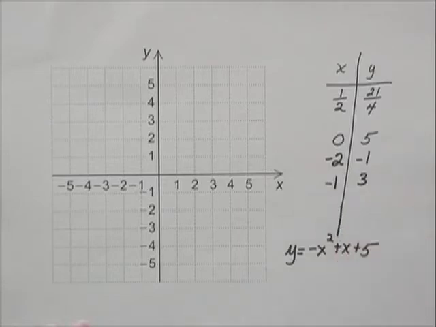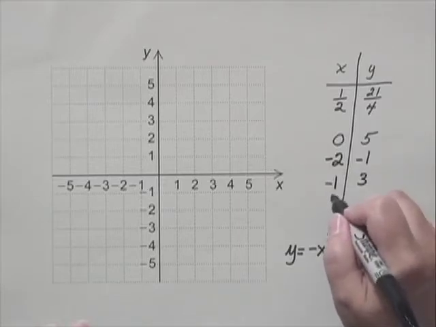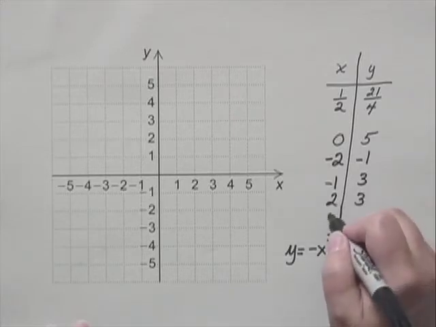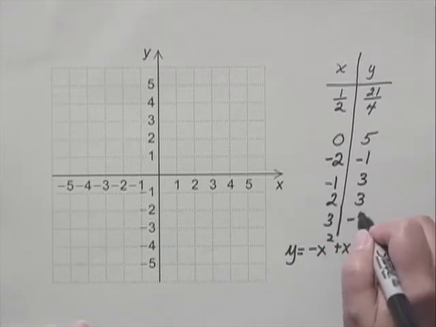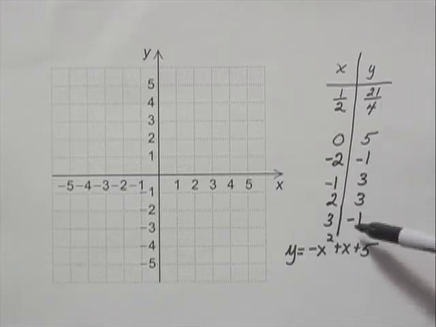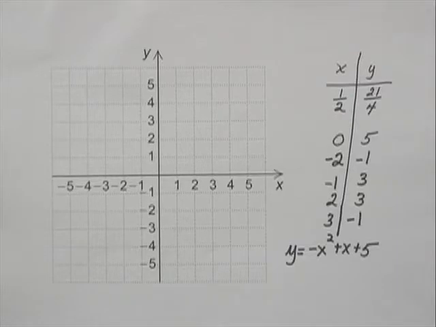Let's get a couple more points. When we substitute 2 for x, we find that y is 3. When we substitute 3 for x, we find that y is -1. And this gives us a total of 1, 2, 3, 4, 5, 6 points. I think that'll be enough to get the idea of the shape of the graph.